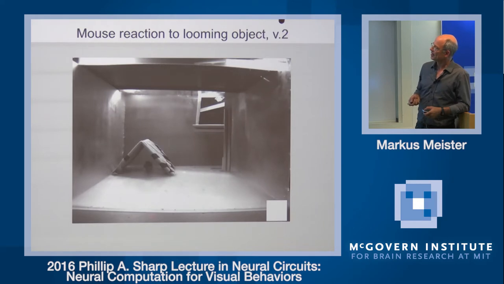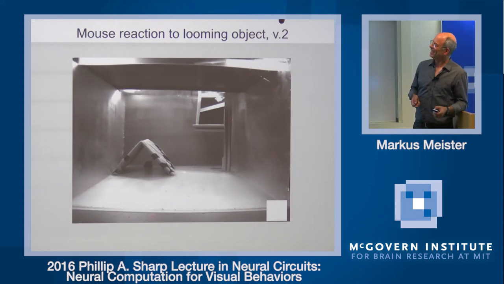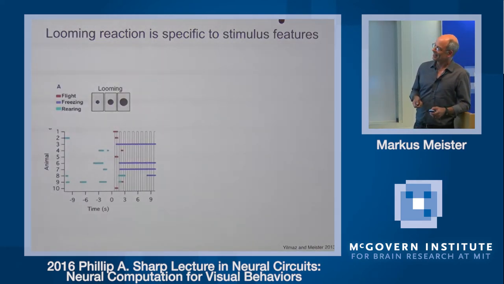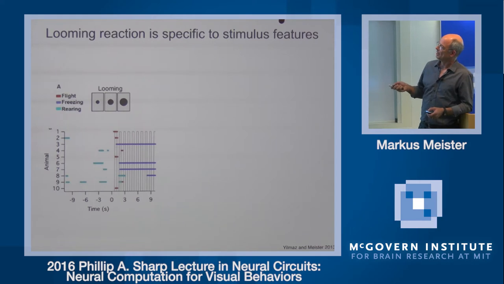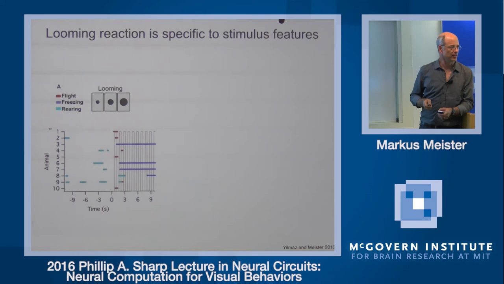And slinks off into the corner. In any case, this happens 100% of the time. You put an animal into this box and expose it to this looming stimulus. And these are very primitive ethograms where every row of the plot is one animal. This is a time axis. The expanding spots start at time zero. When you see a red bar, that's escape to the nest. When you see a purple bar, that's prolonged freezing. And when you see a light blue bar, that's the animals rearing up and looking around in this exploratory posture.